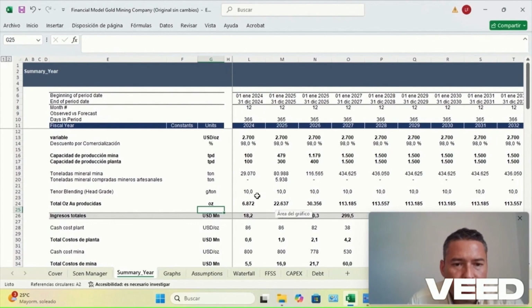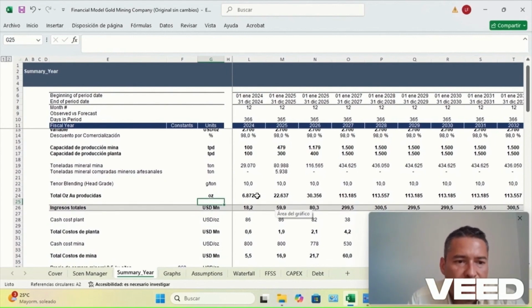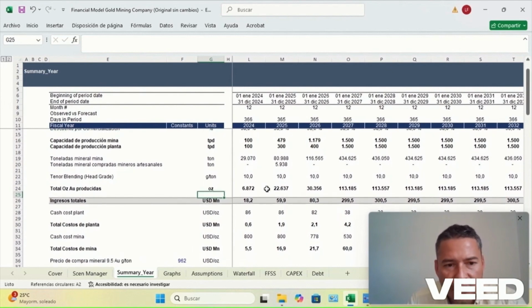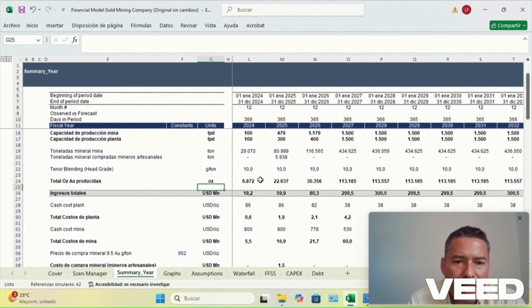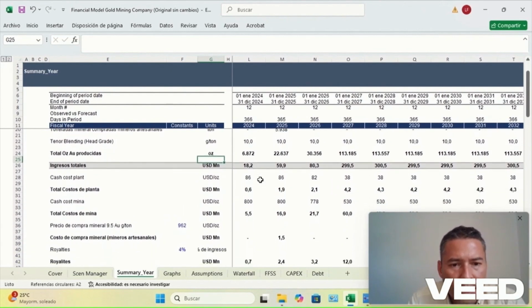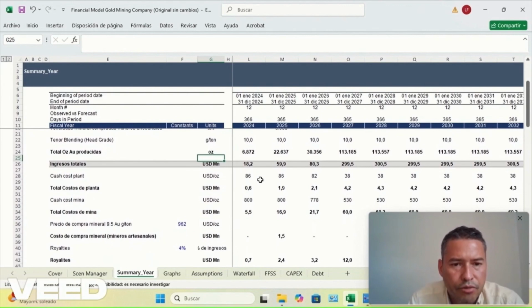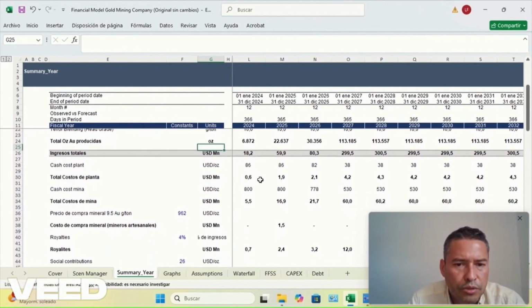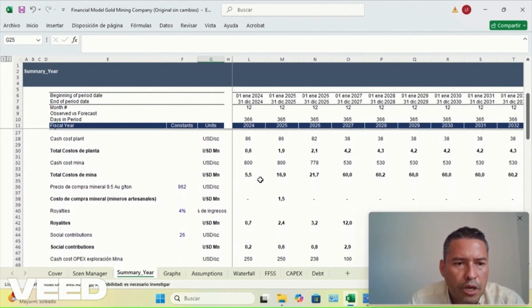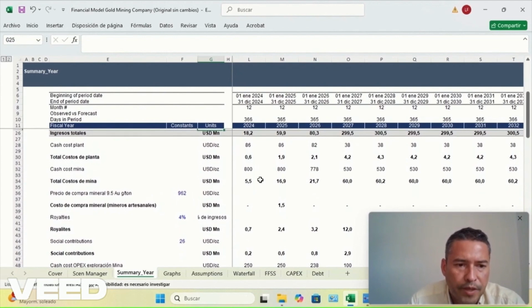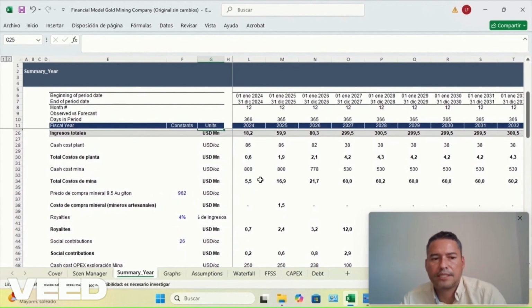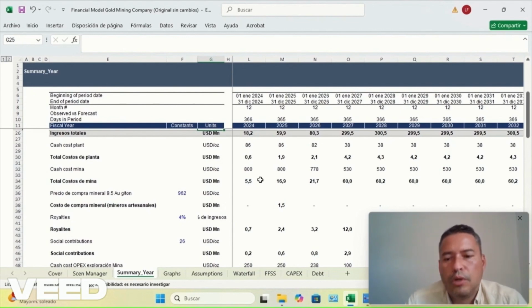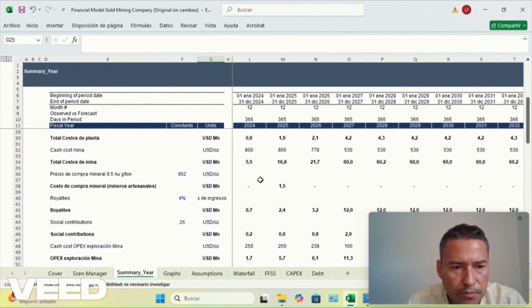The first variable is the price of the ounce. This is the average of the year. If you have a discount for the commercialization of gold, transfer days of production of the plant, transfer days of production of the mine, the tenor, the blending, head grade of the production, the ounces produced, the income, the cash cost of your plant, and here with this model you're going to separate the cash cost of the plant and the cash cost of the mine. If you have one of them, you can calculate and analyze them separately. If you have both of them incorporated, well, you can work with this model too.